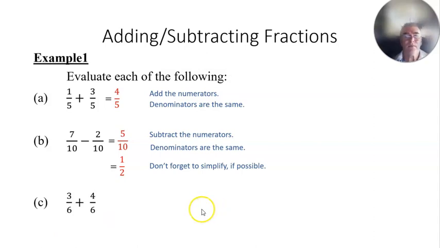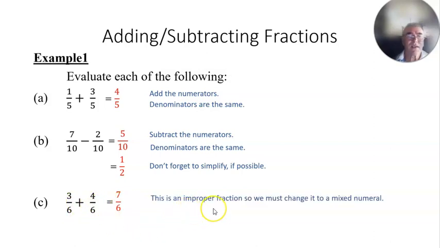A third example, check to see if the denominators are the same, and they are. So 3/6 plus 4/6 gives us 7/6. So pretty simple, but you'll notice that this is an improper fraction, so we must change it to a mixed numeral. So you can look back at a previous video of how we do that, but just a quick rundown is we go how many 6's in 7? It goes 1, and there's a remainder of 1, so that remainder of 1 is a fraction of 1/6 left over. So that simplifies to 1 1/6.